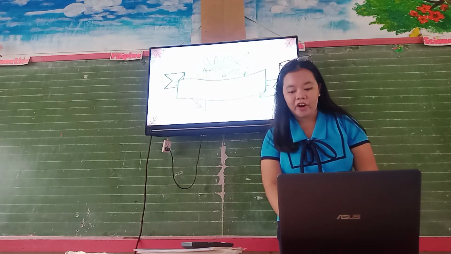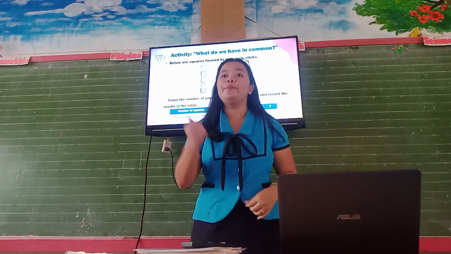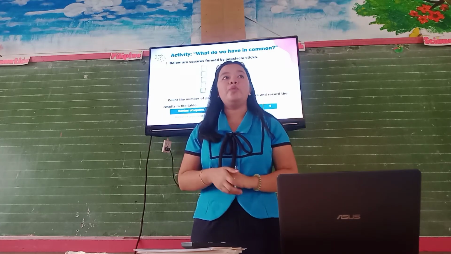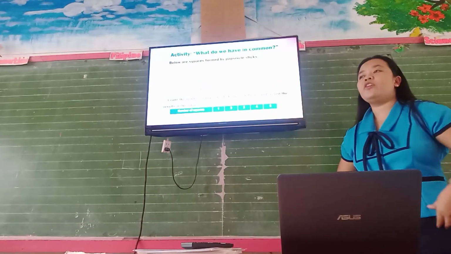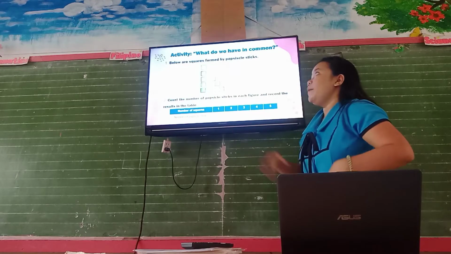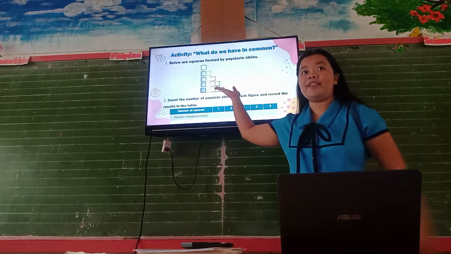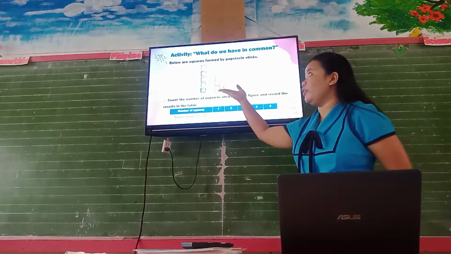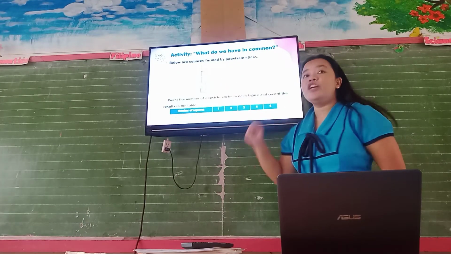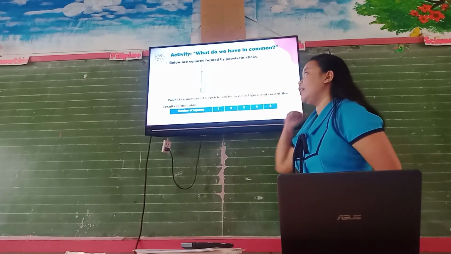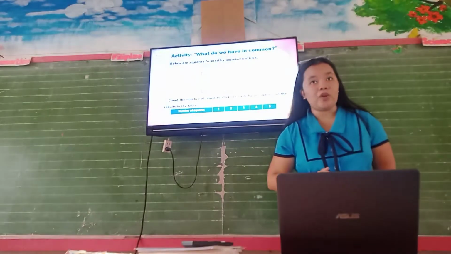Before we start our discussion, I will have to group you into 3 groups. And we will have this activity entitled, What Do We Have in Common? This activity goes like this. Below are squares formed by popsicle sticks. Do you see this picture at the back? As you can see, there are 5 sets of squares. And you are going to count the number of popsicle sticks in each figure and record the results below.